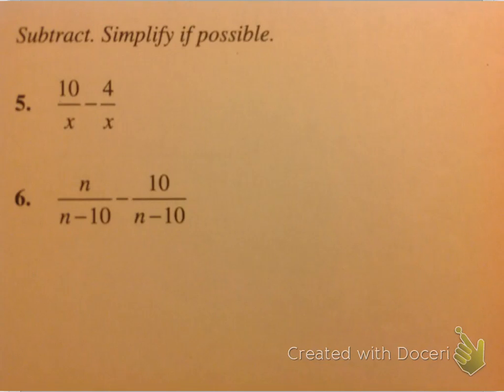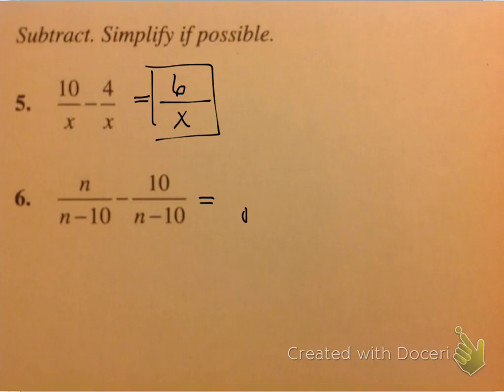Now let's look at a couple subtraction problems. These two problems happen to have common denominators, so these are going to be somewhat easy to do. Remember, if they have common denominators, then you keep the denominator and subtract the numerator. So 10 minus 4 would be 6. So 6 over x would be my final answer.